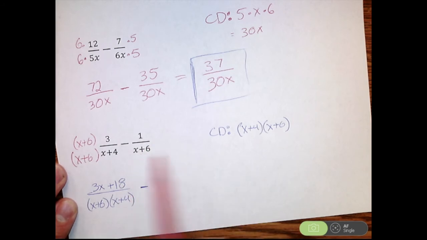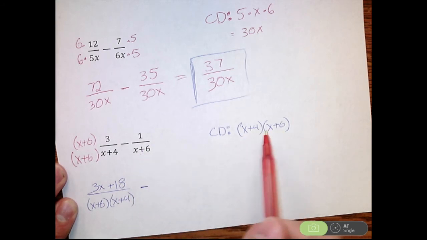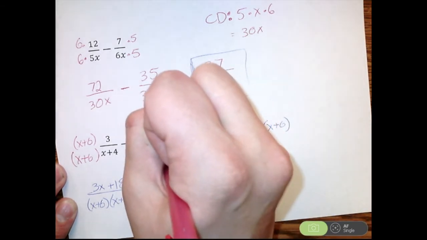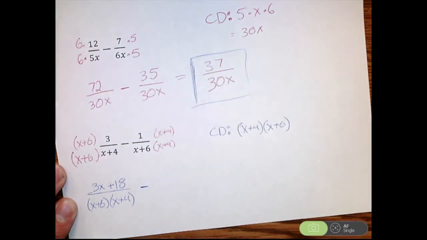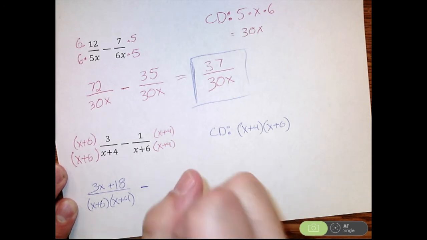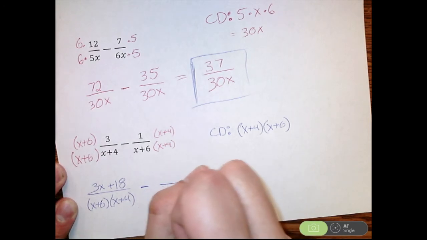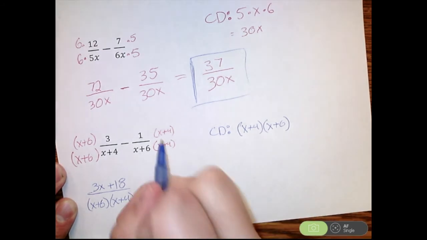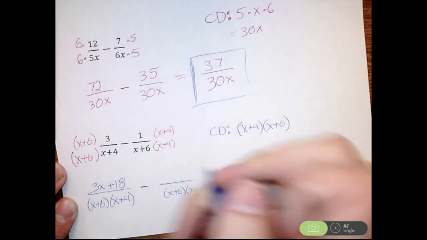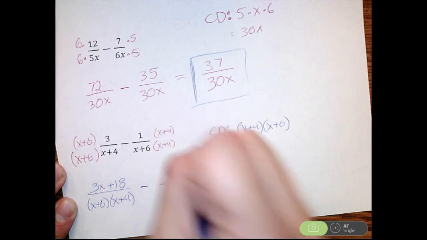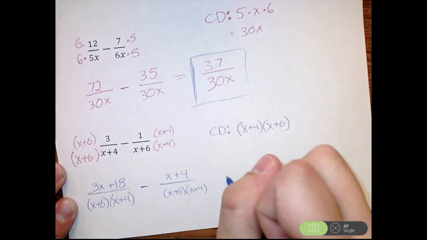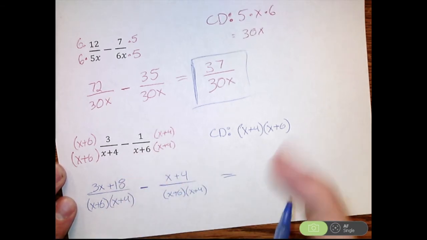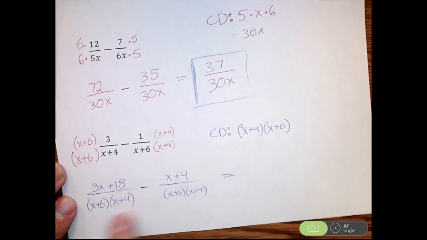So I have an x plus 6 in the denominator. I need an x plus 4. So x plus 4 on the bottom and on the top. Again, I'm going to leave the denominator alone because I want it to look like the common denominator I said I would have. But up top, I'm going to multiply. So I'm going to take 1 times x plus 4, which is just going to give me x plus 4.